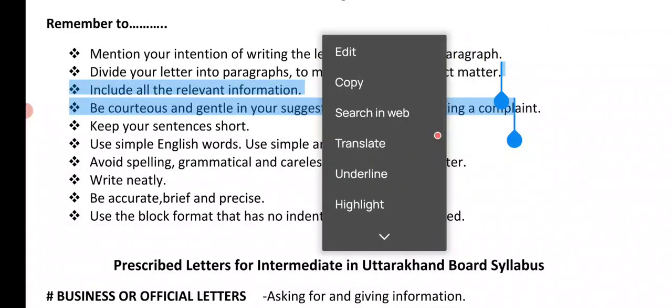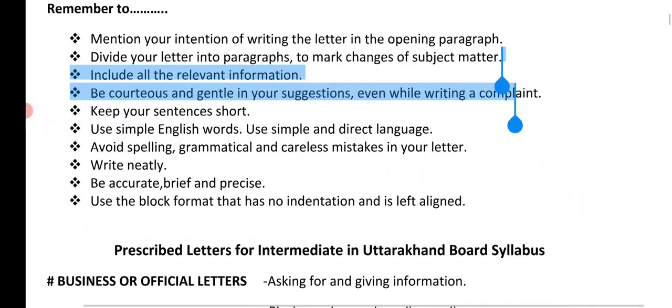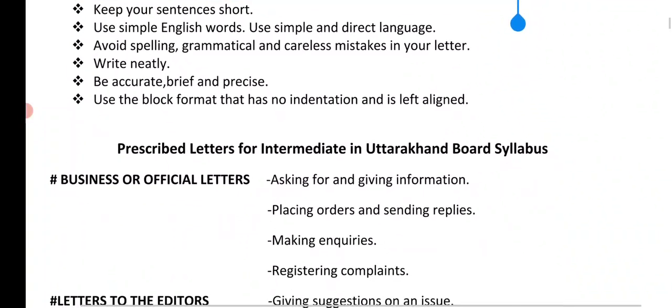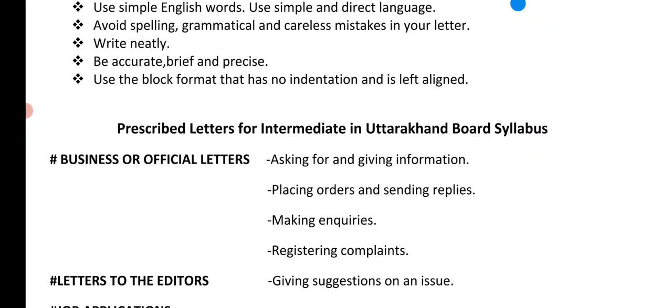Keep your sentences short. No complex language, use simple English words, simple and direct language. Avoid spelling, grammatical, and careless mistakes in your letter, because this could lead to deduction of marks. Write neatly, no scribbling, and you have to be accurate, brief, and precise. Use the block format that has no indentation and is left aligned. Understand? So these are the few things that you have to focus on.